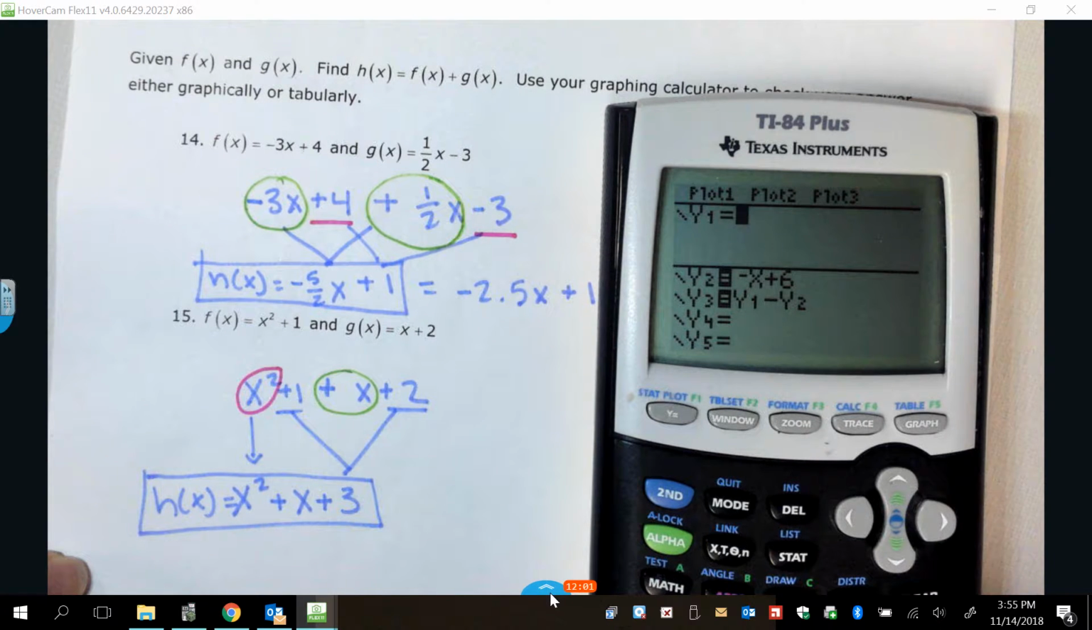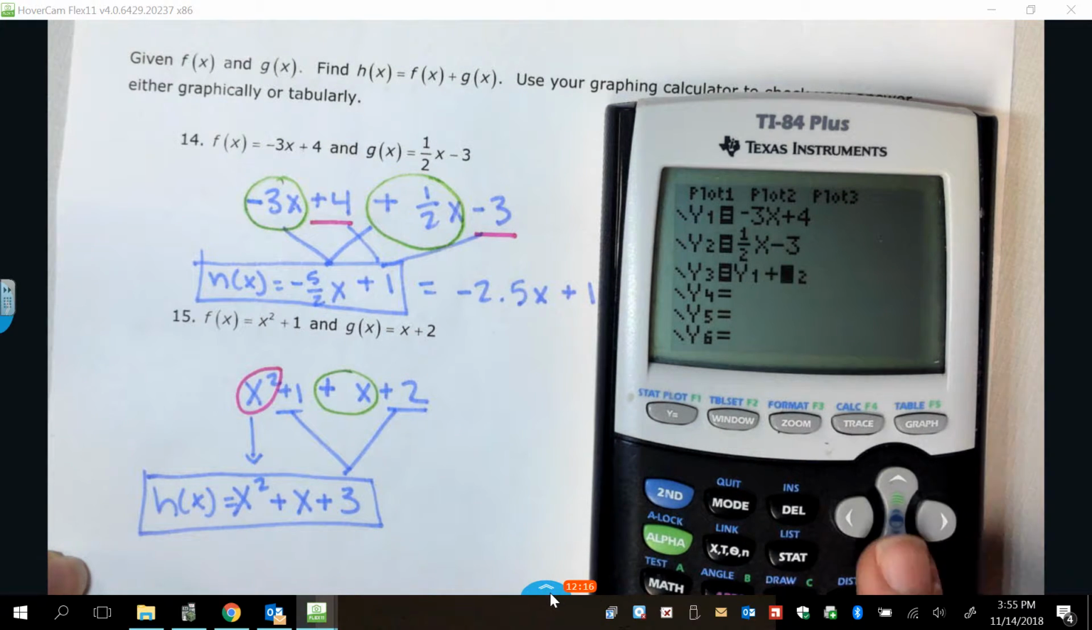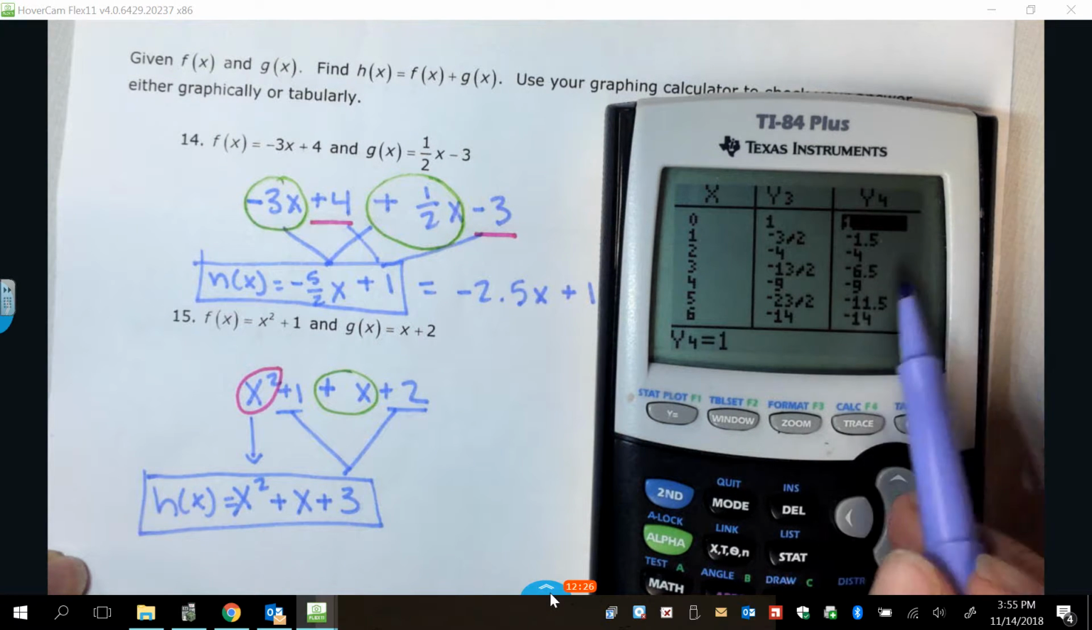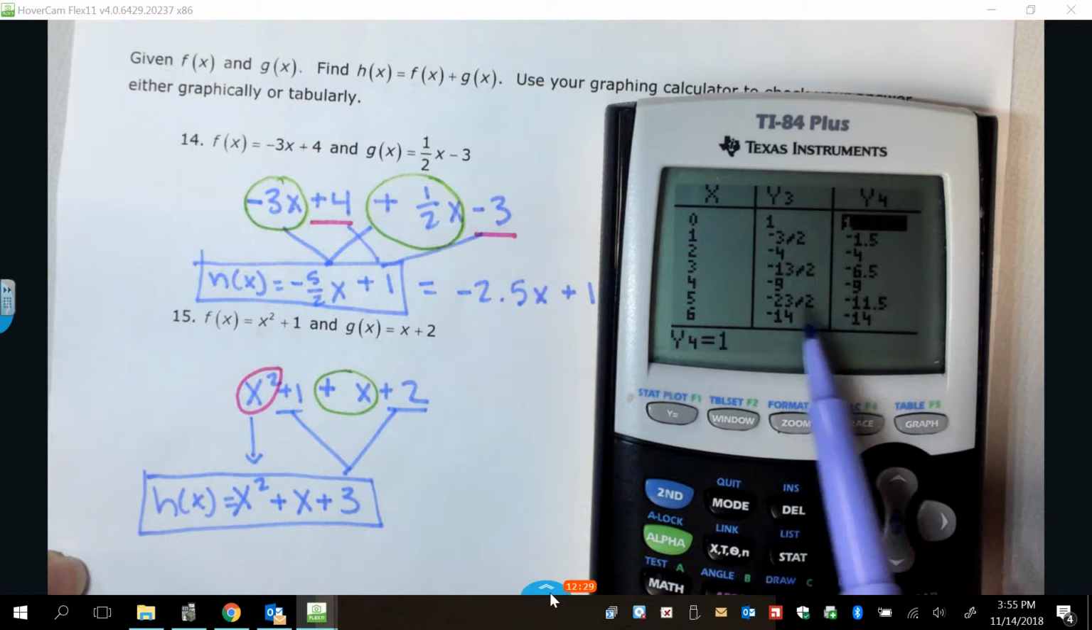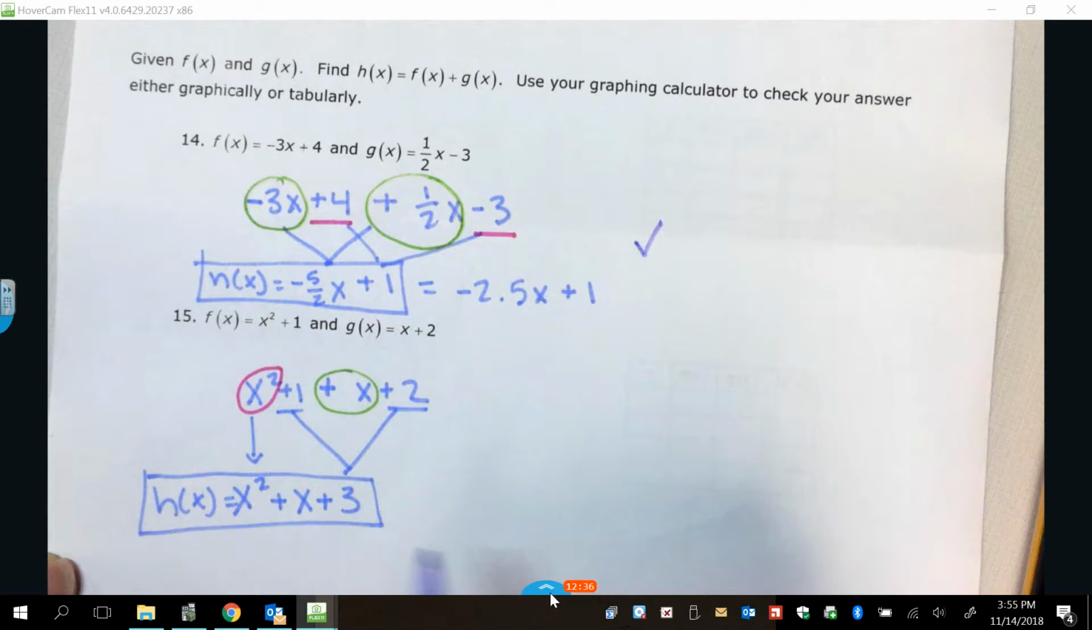So, f of x is negative 3x plus 4. G of x is 1/2 x minus 3. And I'm adding them, and I came up with negative 2.5 x plus 1. Second graph, I want to see that y3 and y4 match. So if you notice, some of them are decimals and some of them are fractions, and that's totally okay, but they do match. Okay, so this one has been checked, but that's how you'll check these.